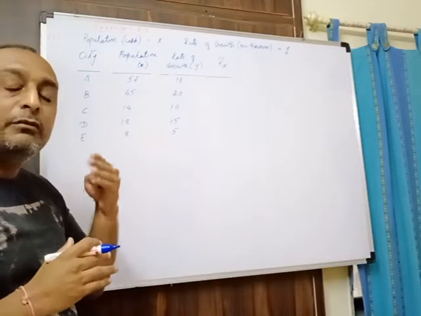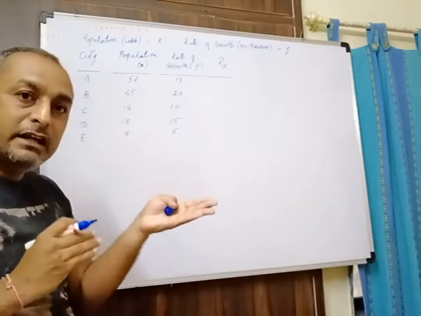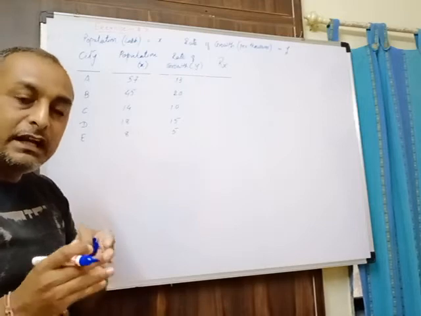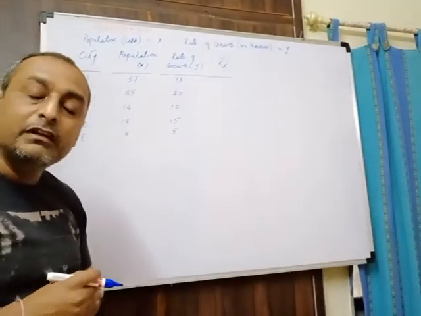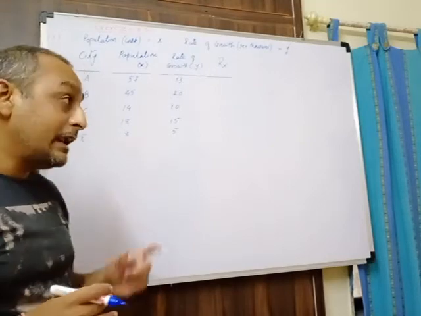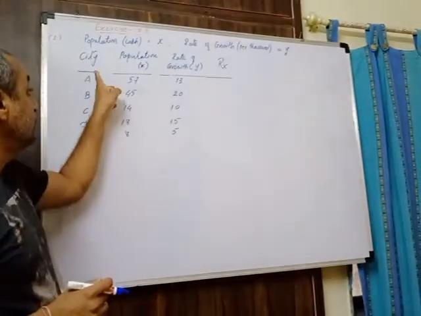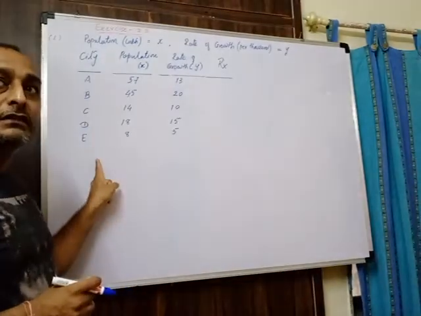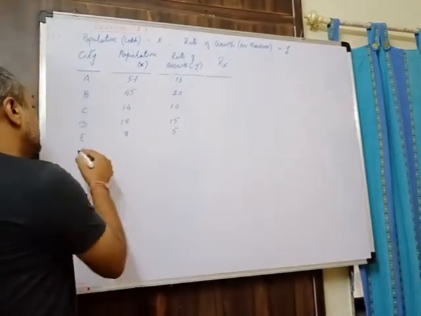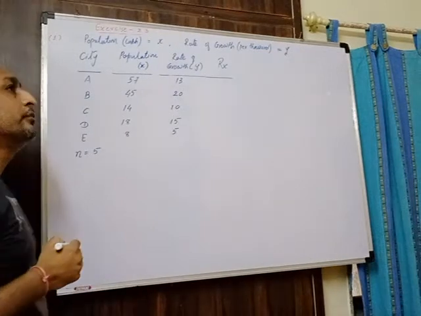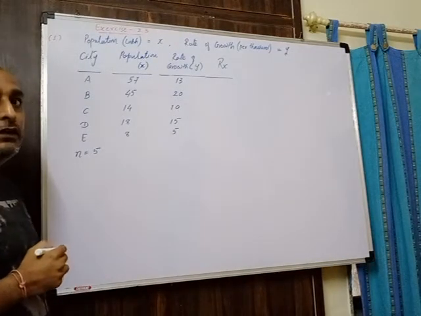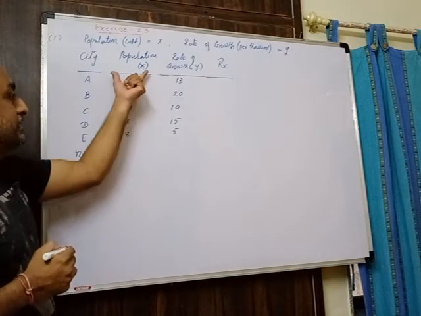The highest value will be given the first rank, the second highest value will be given the second rank, and so on. The lowest value will be given the last rank, and the last rank will always be equal to the number of pairs of observations. The number of pairs of observations, n, is equal to 5 here. N is equal to 5. Now we'll assign the ranks.